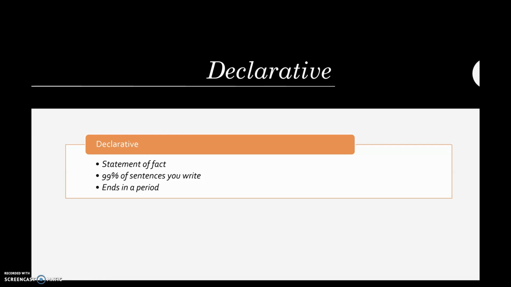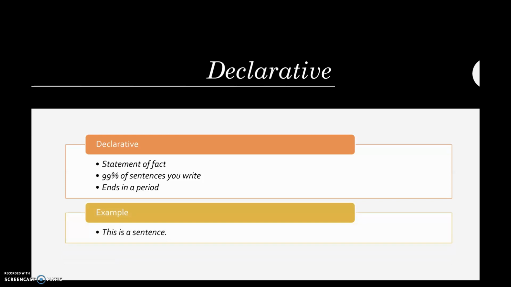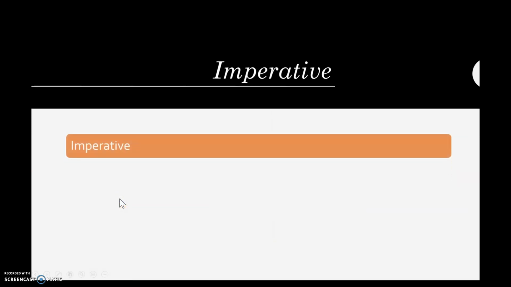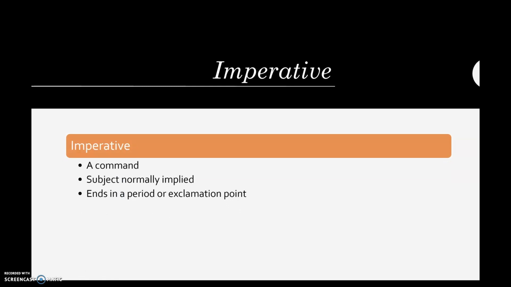So I'm giving this video lecture. That is a declarative sentence. So here's another example. This is a sentence. And you can see that it ends in a period and it is a statement of fact. An imperative sentence is a little different. An imperative sentence is a command where the subject is normally implied rather than explicitly stated.